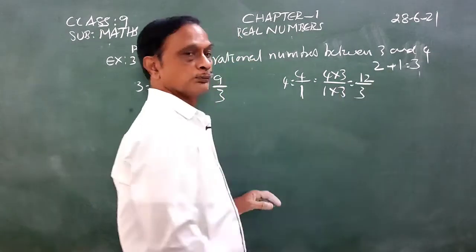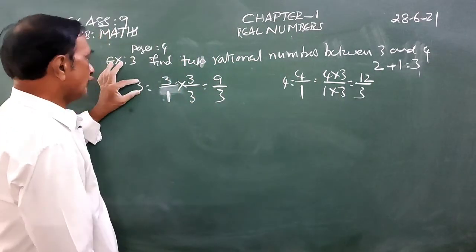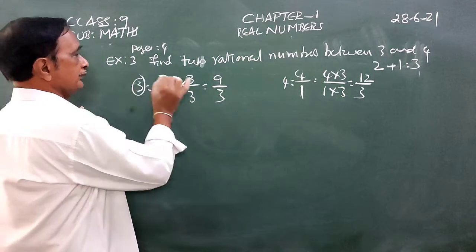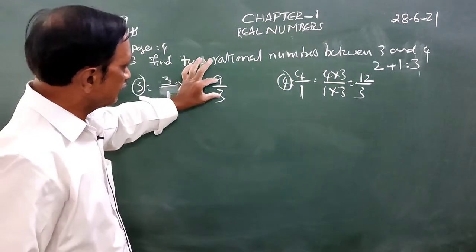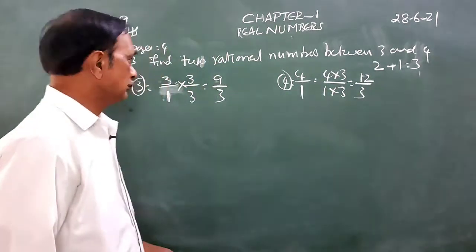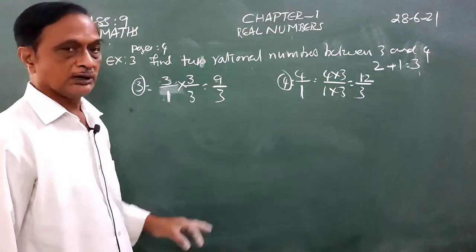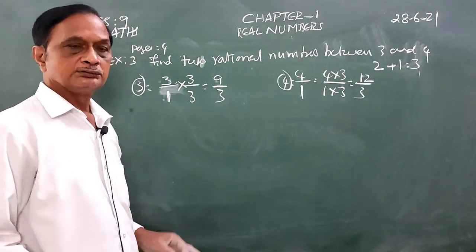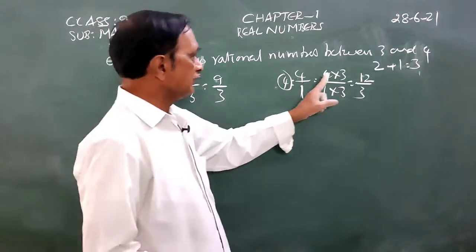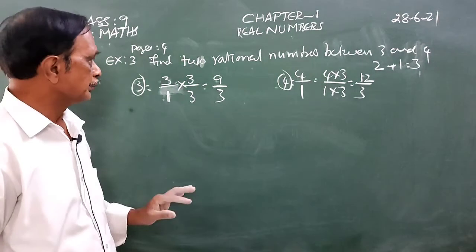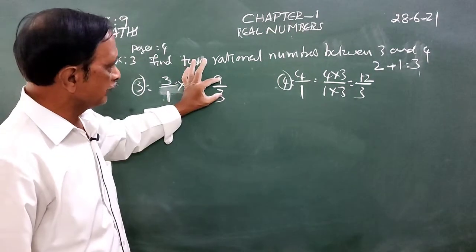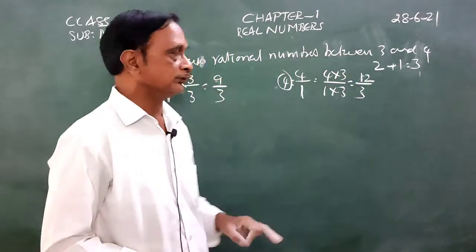12 by 3. So finding the rational number between 3 and 4 is nothing but finding the rational number between 9 by 3 and 12 by 3. Because 3 and 9 by 3 are equivalent fractions. Their values are same. 4 and 12 by 3 are equivalent fractions. Their values are same. Instead of 3, you can take 9 by 3. Instead of 4, you can take 12 by 3.